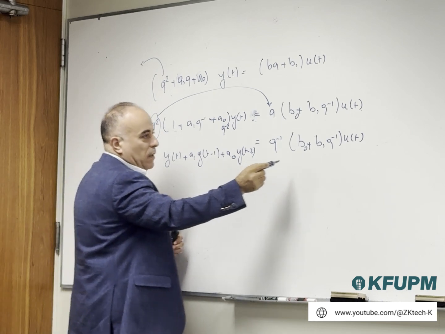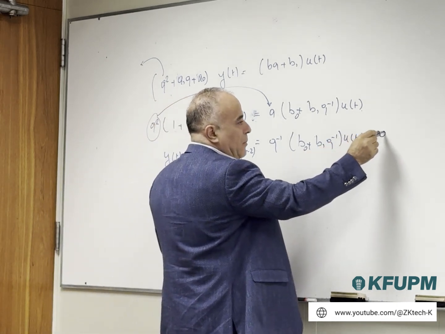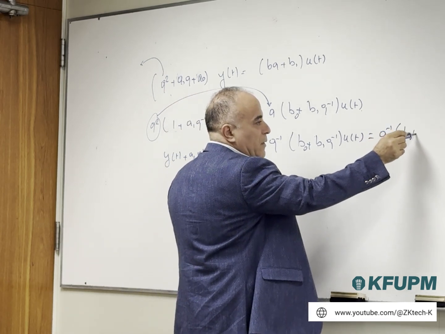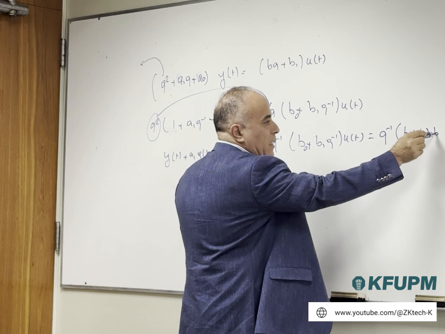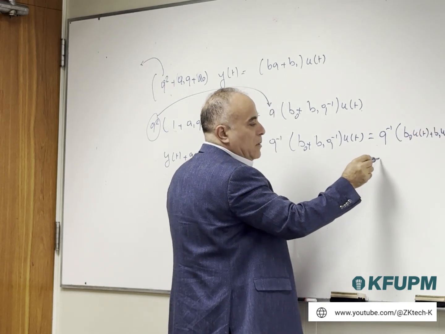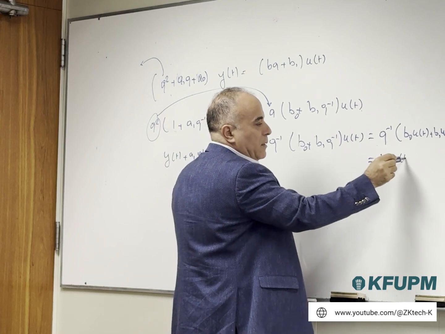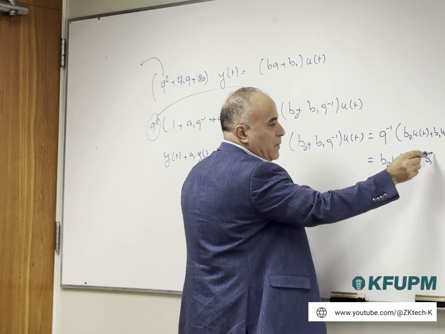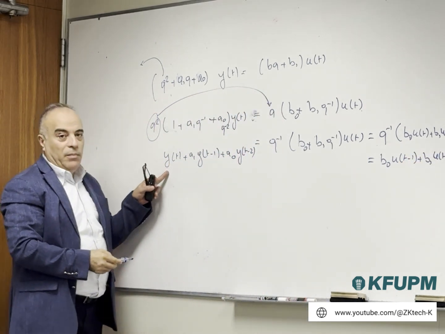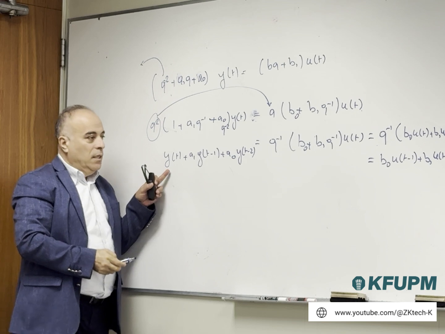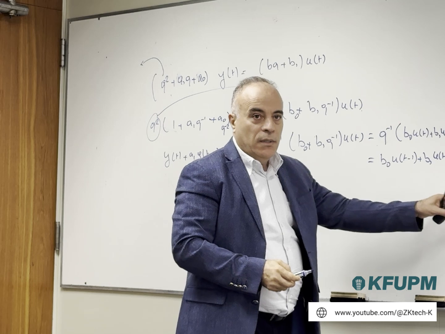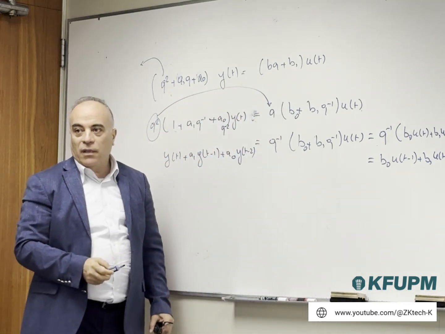This has to be equal from this side to q minus 1, I'm going to keep it still, multiplied by b0 u of t plus b1 u of t minus 1, which will be equal also to b0 u of t minus 1 plus b1 u of t minus 2. So from here I can extract what would be the value of y of t if I know all the history of y and all the history of u. So I will be able to predict what would be the value of y of t.